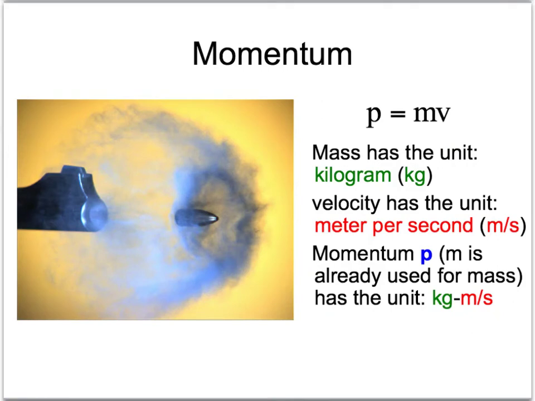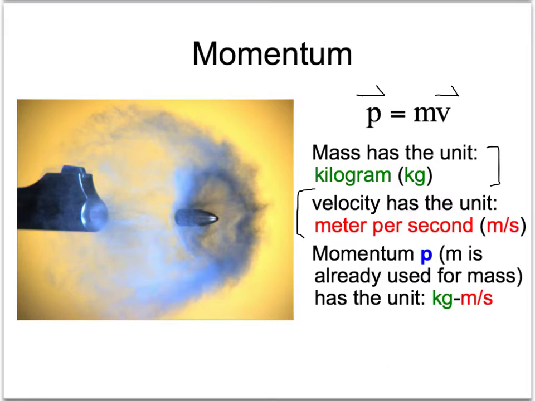The formula for momentum is p equals mv. And since this is a vector, let's go ahead and write it with a vector arrow. The momentum vector equals mass times the velocity vector. Mass has the unit kilograms in this equation. Velocity has the unit meters per second.